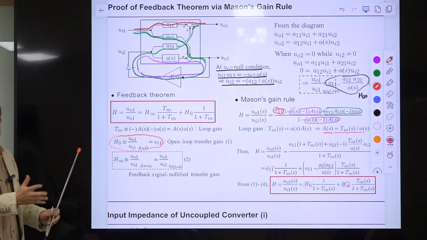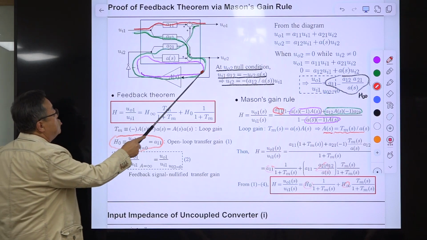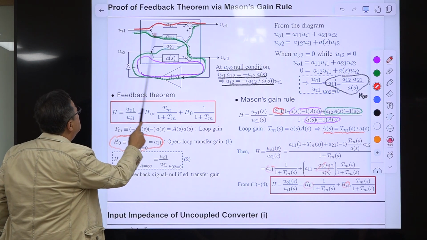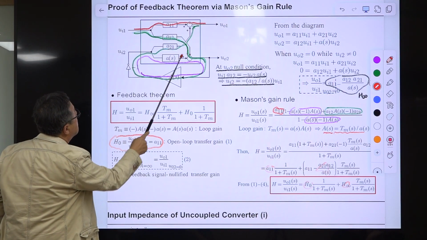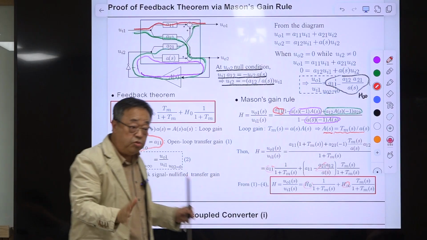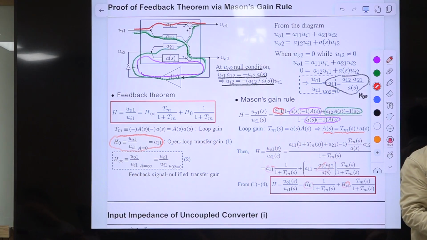Right? So this condition always exists. At the UO2 null condition, the output of this and the output of this are the same in magnitude and opposite in sign, then the output is nullified. The feedback signal is nullified. Okay? There is no mystery about the output or feedback signal null condition. That is the real condition.